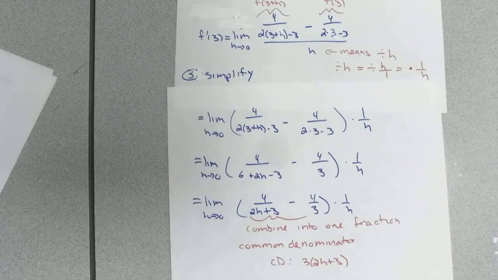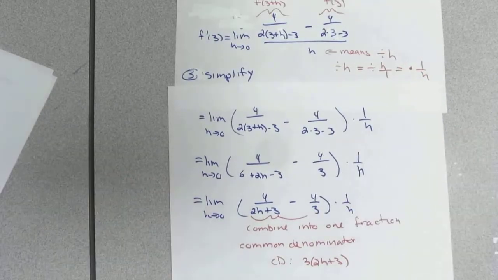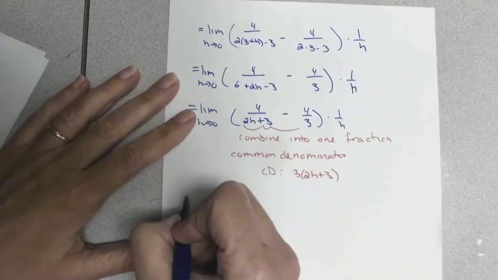That's the trick here. So there's kind of two tricks when I'm dealing with fractions. First, what to do with the divided by h, so that I move it off to the side as times 1 over h. Then, with the fractions themselves, combine into a single fraction by getting a common denominator.